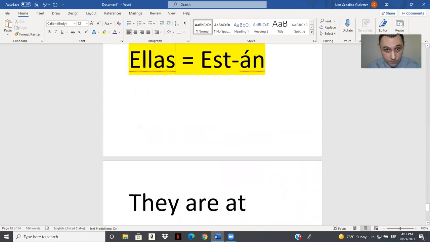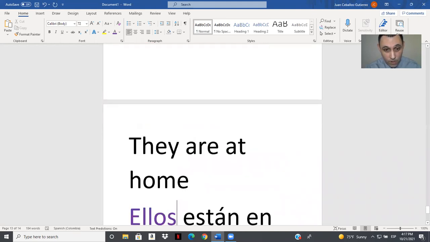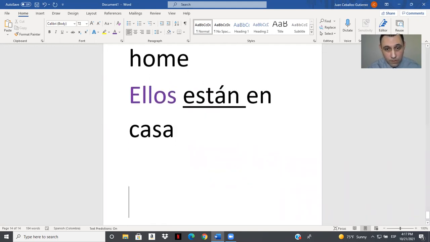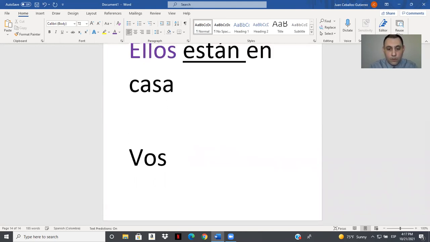Okay. So that's what first person, third person is. Now, there is another subject pronoun out there: vos. Okay. Vos is the same as saying you in English, but you singular.